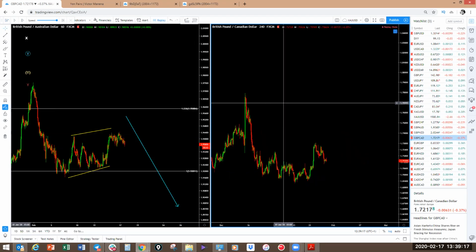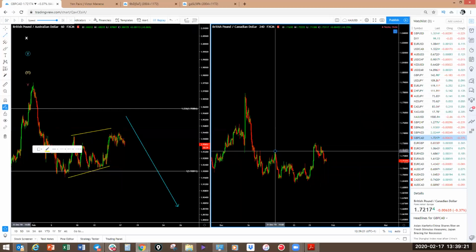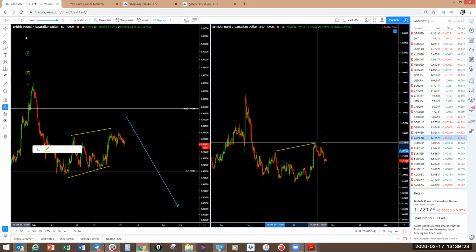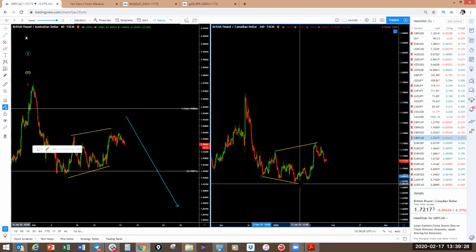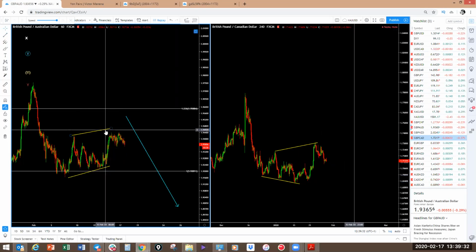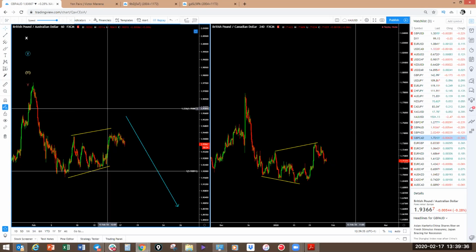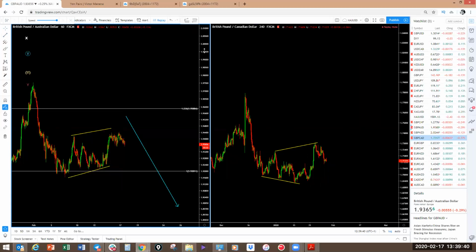Now do you see something familiar there? 2 different pairs, 2 different times. And this happens quite often, very often. Here it has made what looked like a flat correction. On the right hand side, it's made a bit of an expanding flat. So what was the analysis on pound CAD?